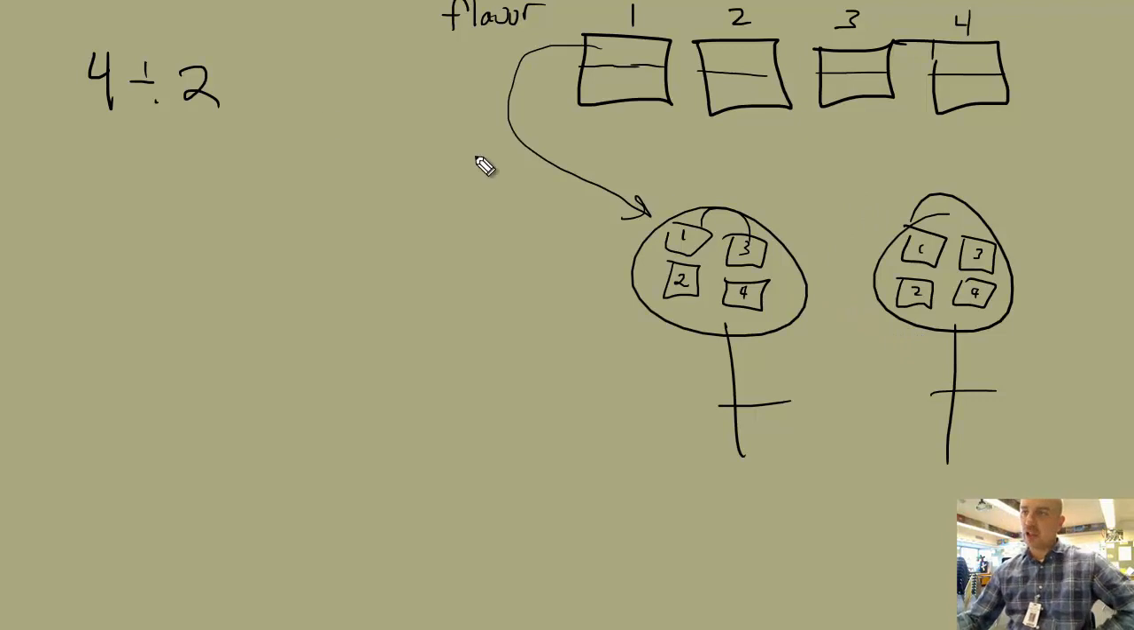So if I look at that, how many halves are there in all? I had 4 crackers. I cut them each in half, and I have 2, 4, 6, 8. I would have 8 halves of crackers, right?